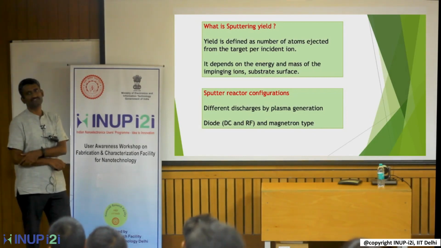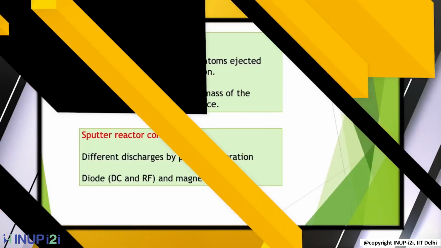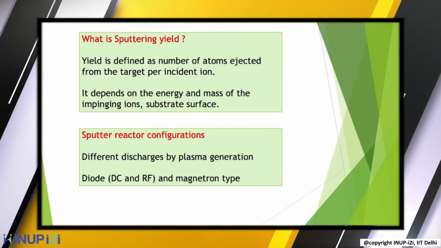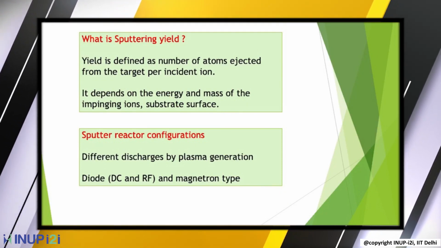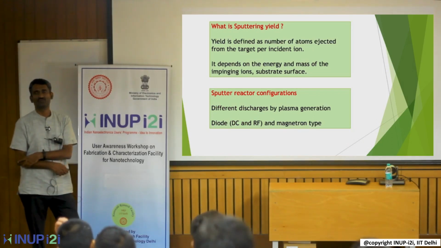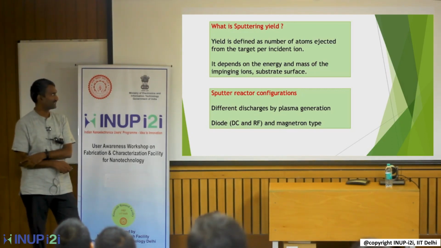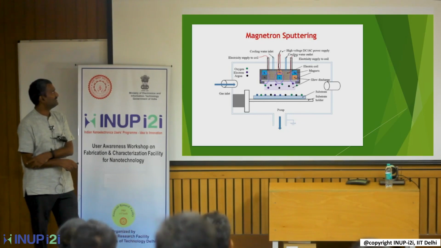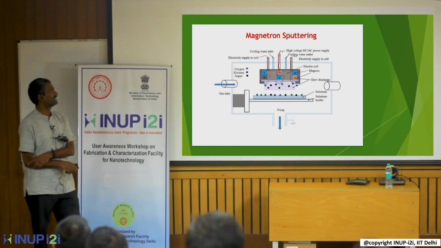So now the configurations. How many ways can you generate this plasma? That is what we practically try to do in the laboratory, by applying DC and RF, and now this magnetron concept is coming to improve the sputter yield of the system. DC power is a very common thing, but in particular cases, to avoid some negative effects, RF power will also be used.